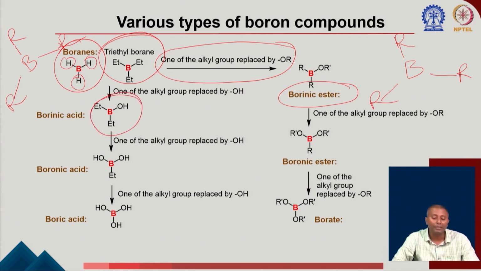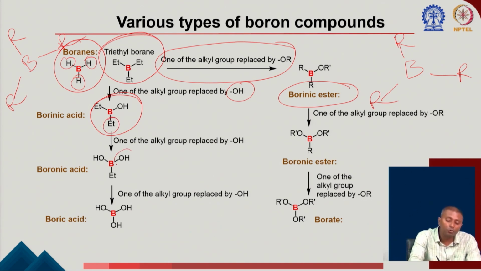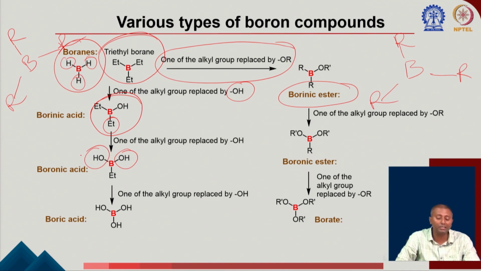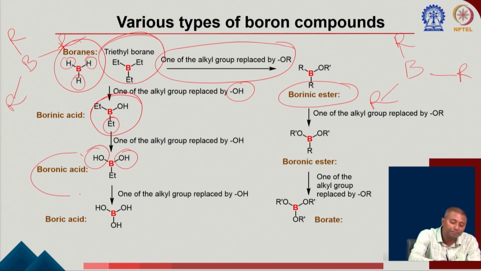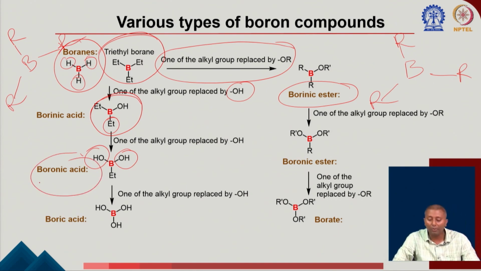So the borinic acid is boron with 2 alkyl groups and an OH group, and the borinic esters are boron with 2 alkyl groups and an OR. Now if you replace another ethyl group with an OH group, then you end up making a boronic acid. So there is a difference between borinic and boronic. Very similarly, in the case of esters, if you replace another R group, you end up making a boronic ester.